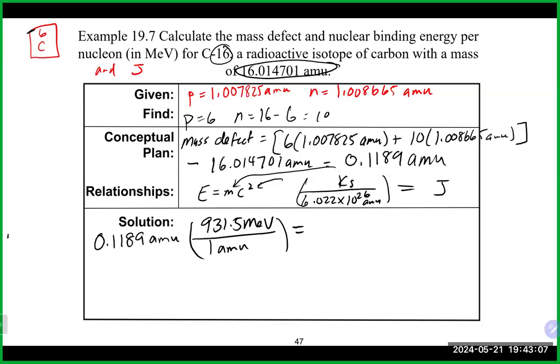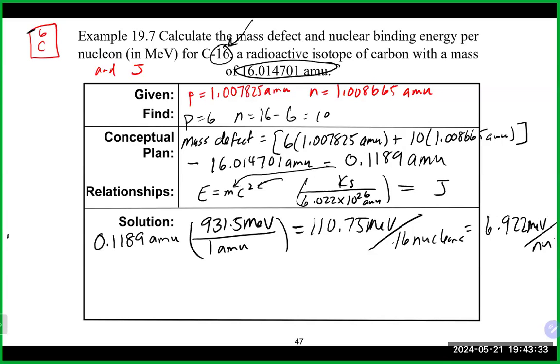And I'm going to take the non-rounded number on my calculator, giving me about 110.75 mega electron volts. We then can divide it by the nucleon, which is essentially the mass number, which is 16 in this case. And that would get us here about 6.922 mega electron volts per nucleon. Any questions on that part there so far?